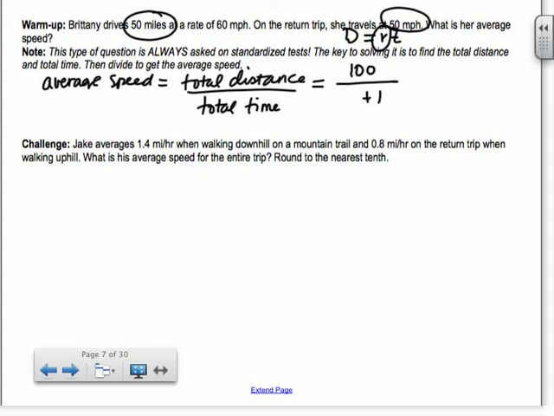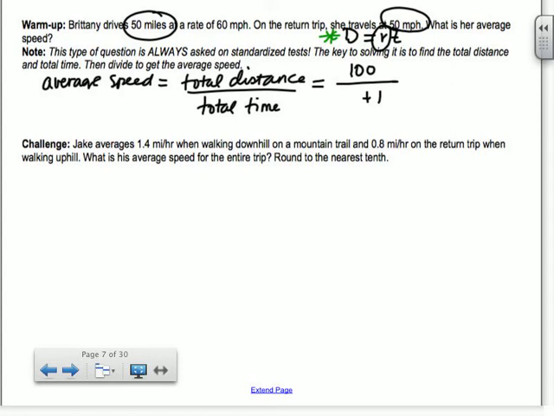Now is it taking less time on the first trip or more time? Yeah, it's taking less time, right? She's going faster. So we need to think about this. How do we find that number? Any ideas? How do I find the time that it took her for the first trip? Go back to this equation that we talked about, distance equals rate times time, and maybe use that.